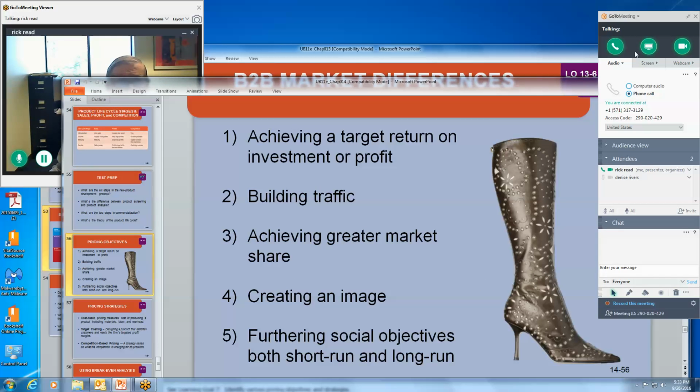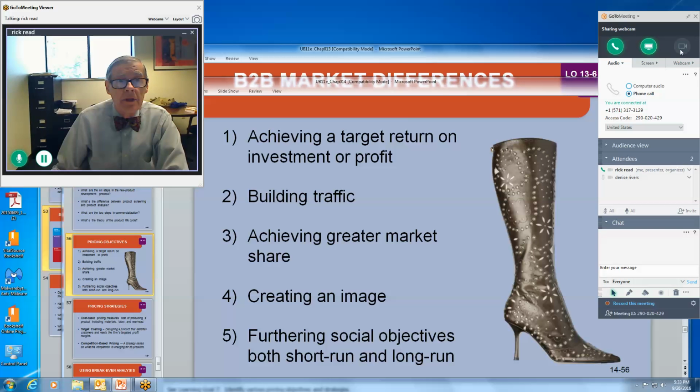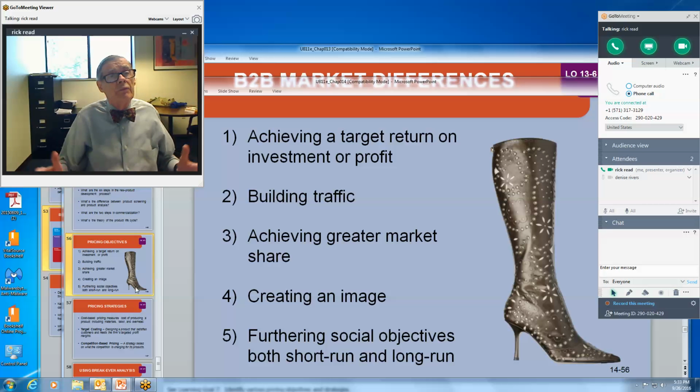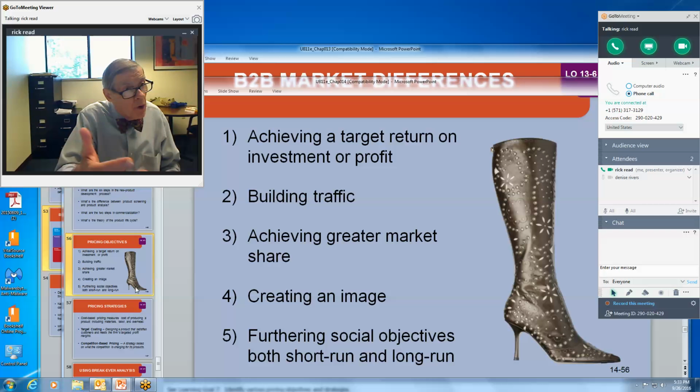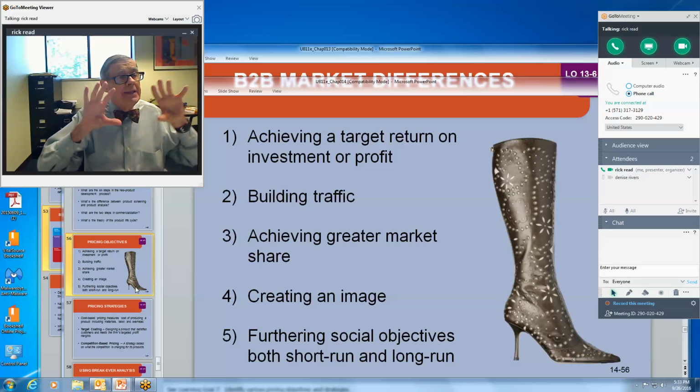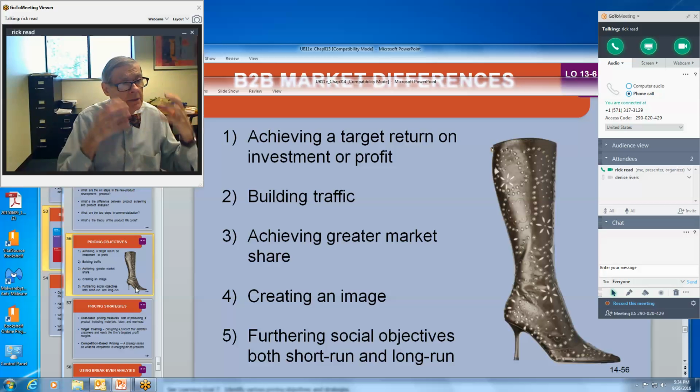These are our pricing objectives, and we have to get a return. We have to make sure we're getting some type of traffic, whether it's traditional foot traffic or traffic online. We want to get more of the market. We want to have something that people identify our product with, or they think of us and identify the product. And we may have some social objectives.